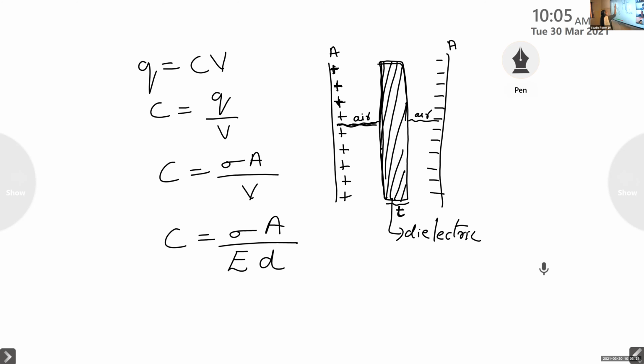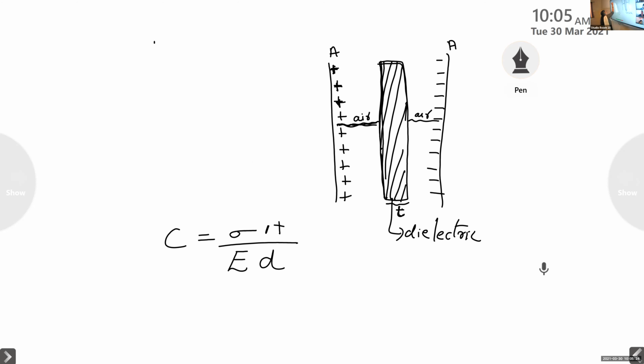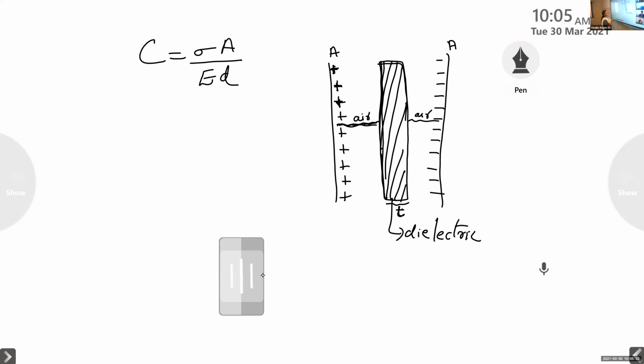So we get finally C is equal to sigma A divided by ED.